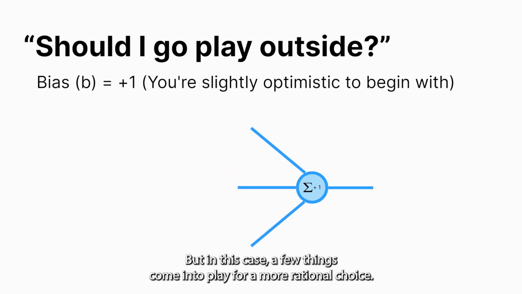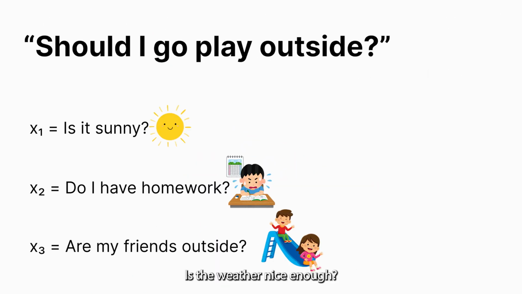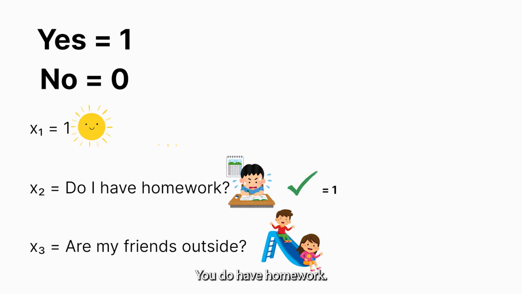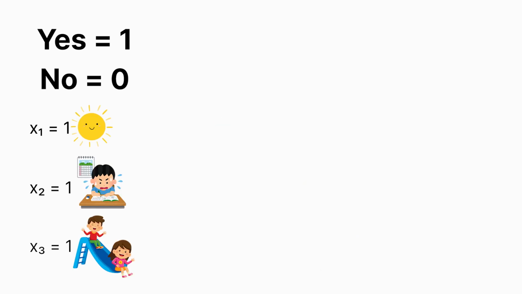But in this case, a few things come into play for a more rational choice. Is the weather nice enough? Do I have homework that I really should be doing instead? And are my friends out there? If the answer is yes, we'll set that input to 1. If it's a no, it becomes a 0. Today, it is sunny, you do have homework, and your friends are outside.